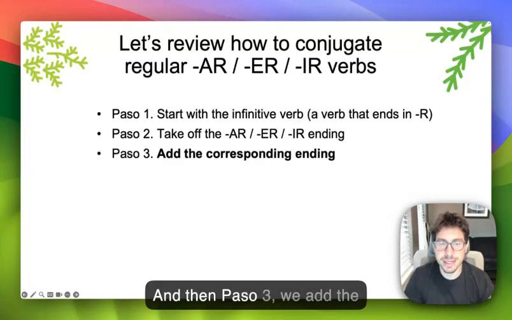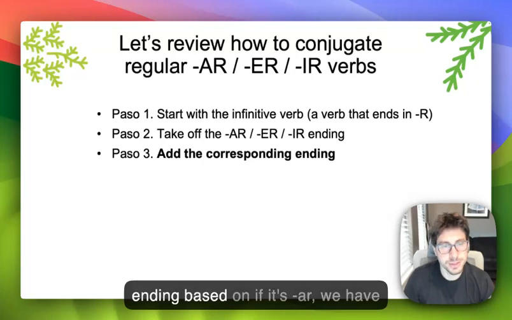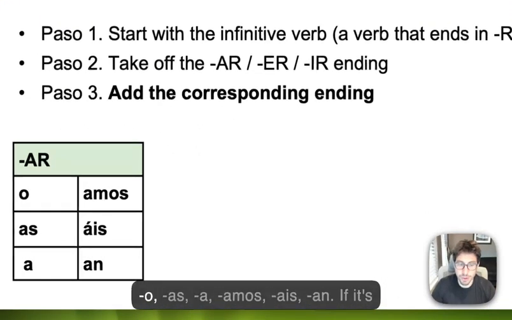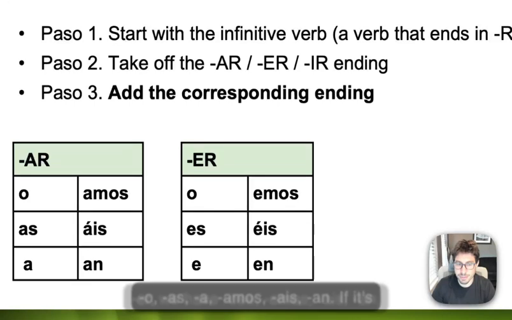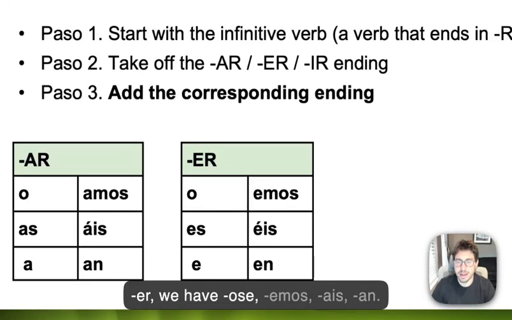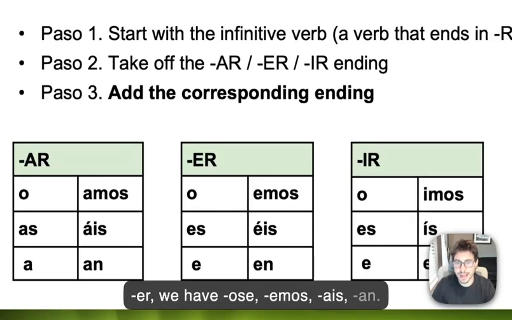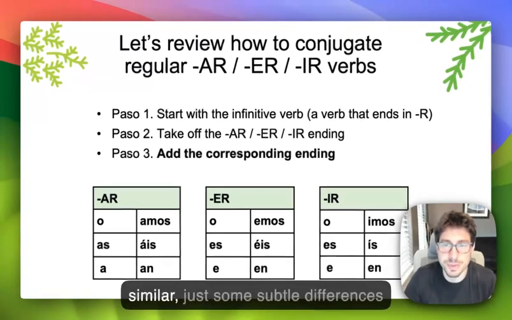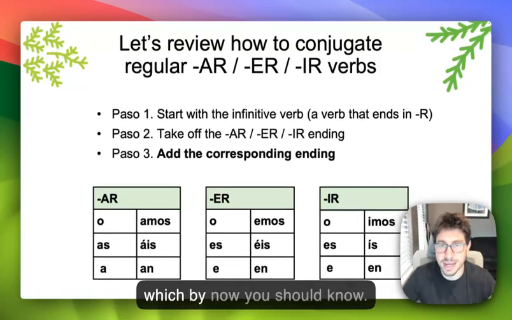And then paso tres, we add the ending based on whether it's AR, ER or IR. If it's AR, we have o, as, a, amos, áis, an. If it's ER, we have o, es, e, emos, éis, en. And if it's IR, we have o, es, e, imos, ís, en. You can see that they are very similar, just some subtle differences, which by now you should know.